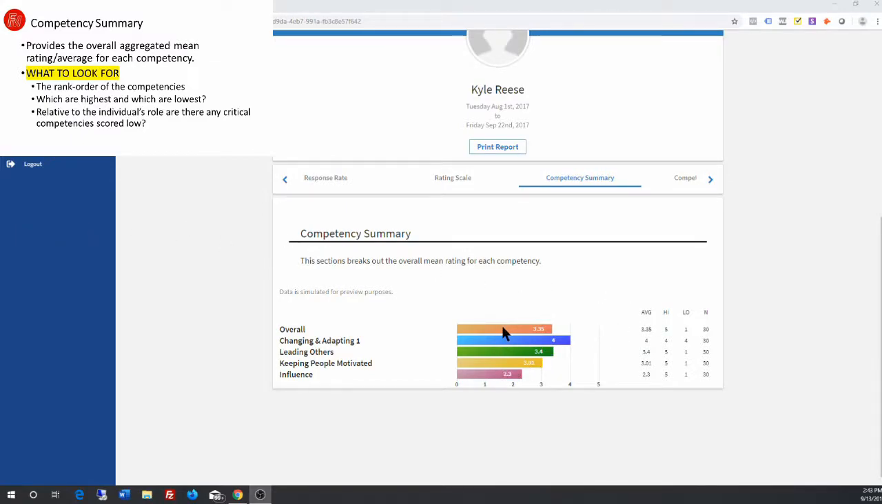You have the rank ordering of the competencies, with the highest scoring competency at the top and the lowest scoring competency at the bottom. And over here to the right, we have 4 additional pieces of data. You have the average, which is reported both on the bar in this column here. You have the highest rating that was given for each competency and the lowest rating that was given. And then you have what's called N, and that represents the sample size, or the total number of individuals that actually answered the questions or provided feedback, in this case, on each of the competencies.